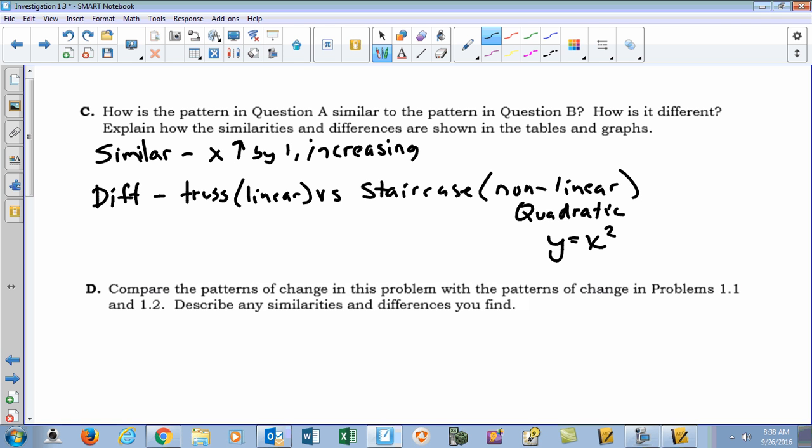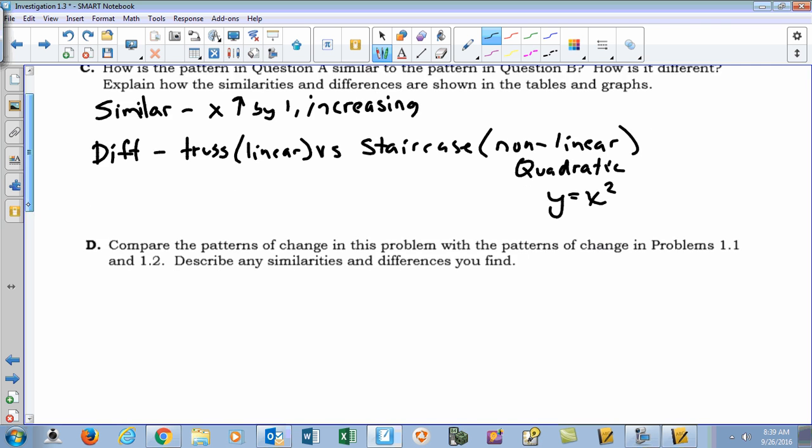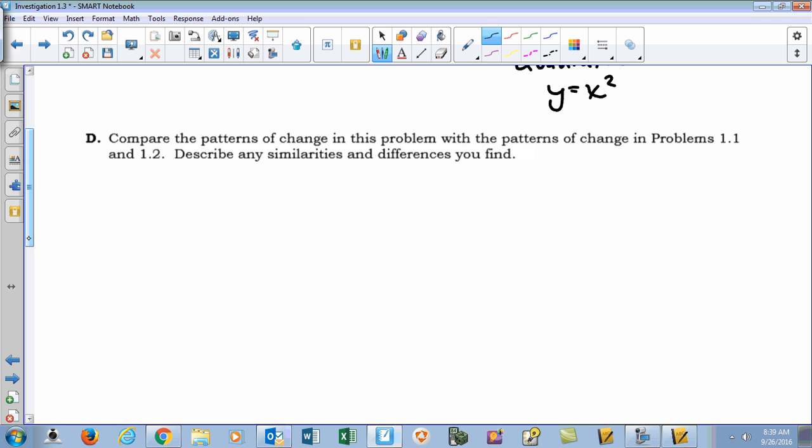Okay. Is there anything else different about them? One's a table, one's a graph. Well, they both use tables and graphs. I mean, obviously, we could say the lines, but again, where it goes linear, nonlinear, right? That's the big difference between the two. So let's look at what we did from investigation 1.1 to 1.2 to 1.3a and b.